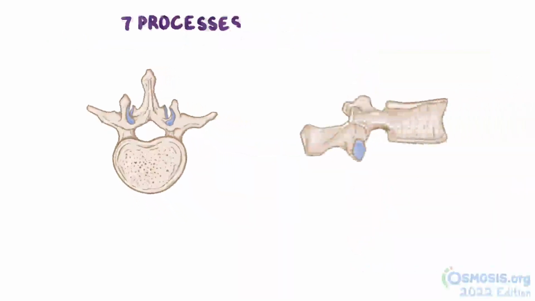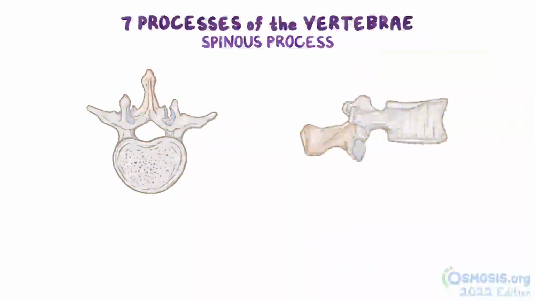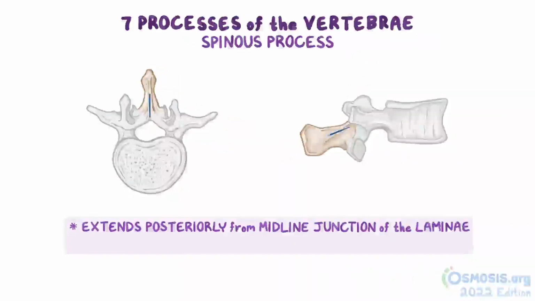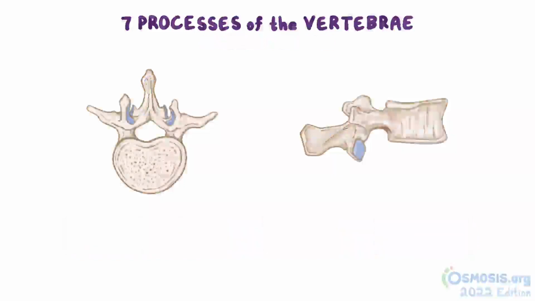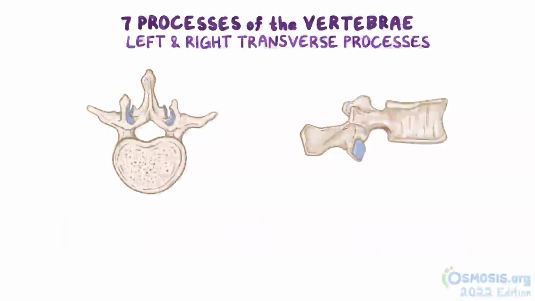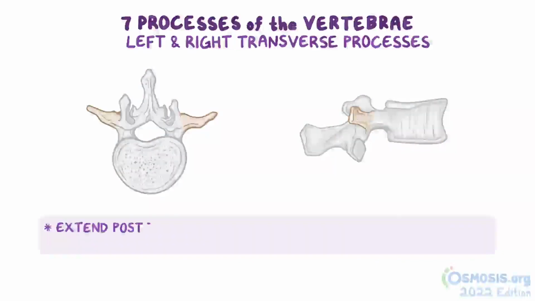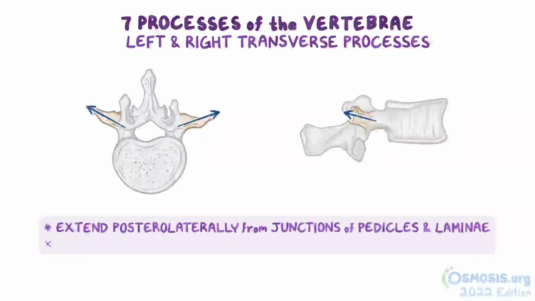Focusing on the 7 processes of the vertebrae, first we have the spinous process, which extends posteriorly from the midline junction of the laminae and serves as an attachment site for ligaments and muscles. Next, the left and right transverse processes. They extend posterolaterally from the junctions of the pedicles and laminae, while also serving as important attachment sites for ligaments and muscles.